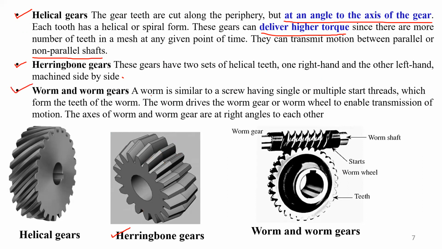Another one is the worm and worm gears. This is called the worm, and this is the worm wheel. A worm is a screw having single-start or multi-start threads, which form the teeth of the worm. The worm drives the worm gear or worm wheel to enable transmission of motion. The axis of the worm and the axis of the gear are perpendicular, at right angles to each other.